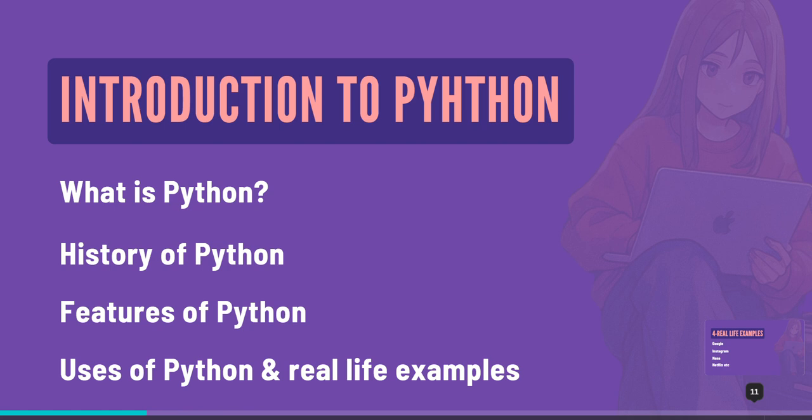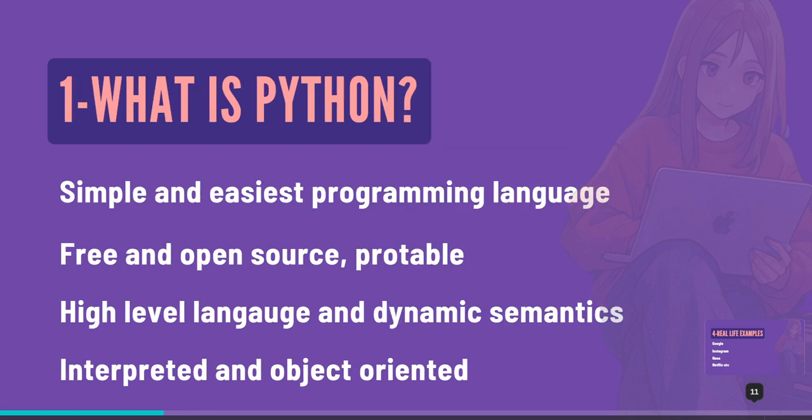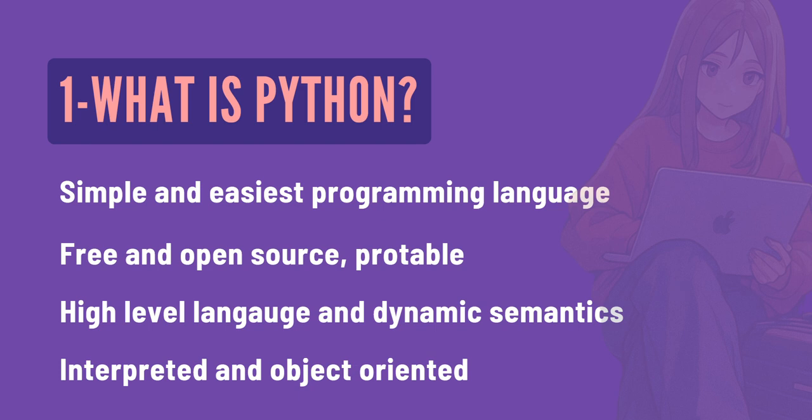And here we are going to learn different things about Python in the introduction: what is Python, history of Python, features of Python, uses of Python, and real life examples of Python. So, basically, what is Python? Python syntax is one of the simplest and cleanest compared to other programming languages. It reads almost like English, which makes it super beginner friendly. So it's a very simple language and the easiest language if you want to start with programming.